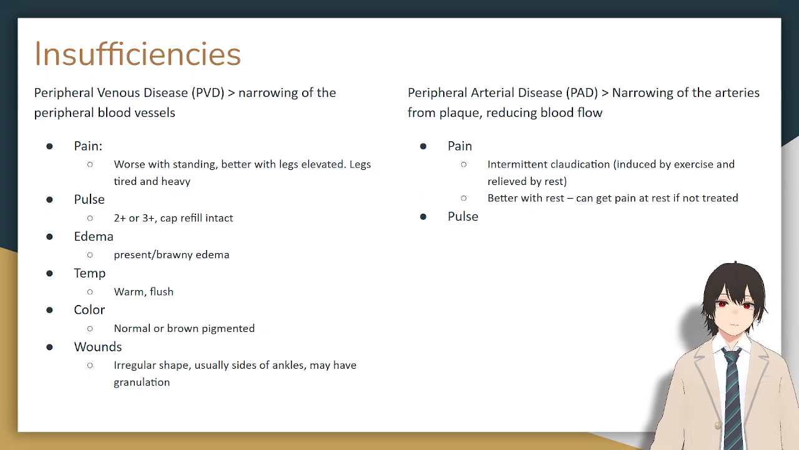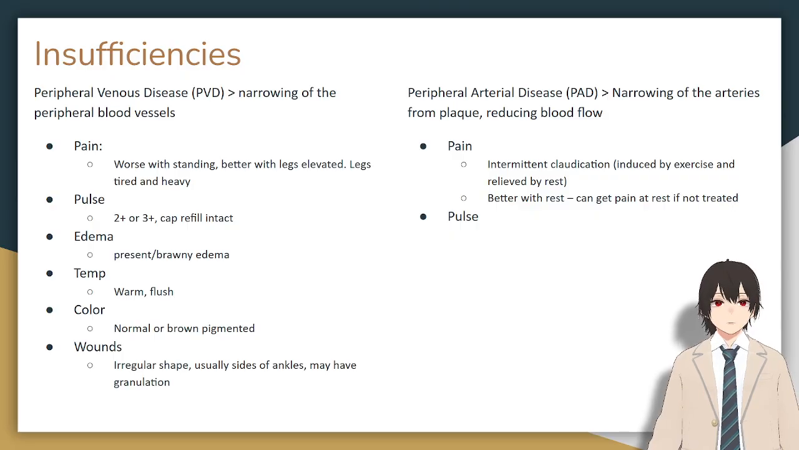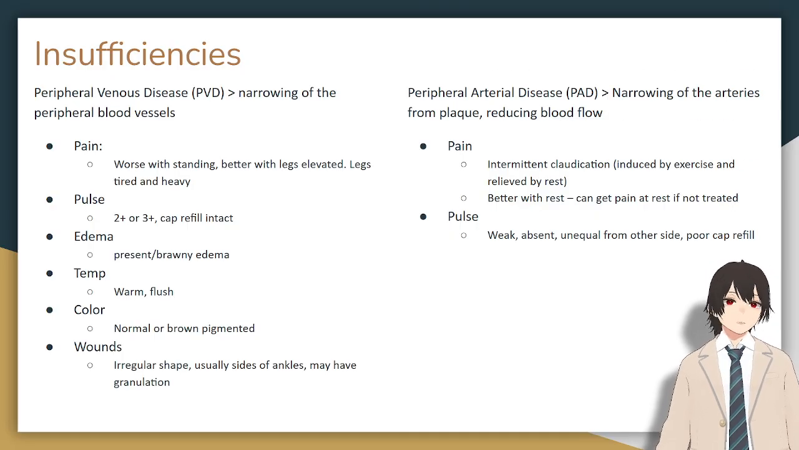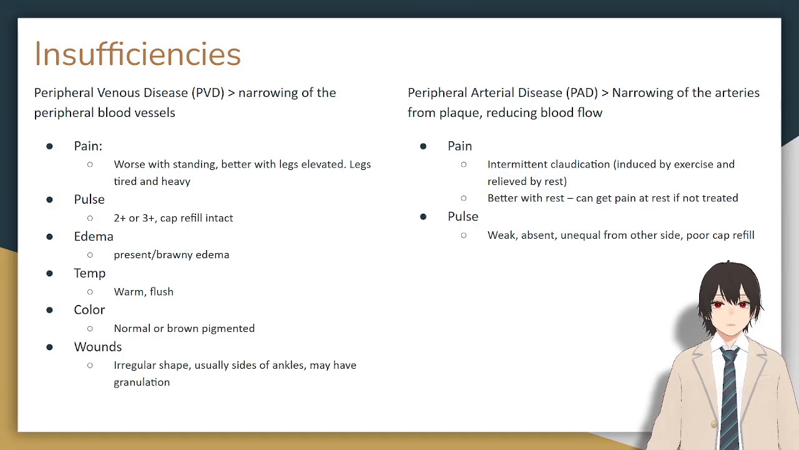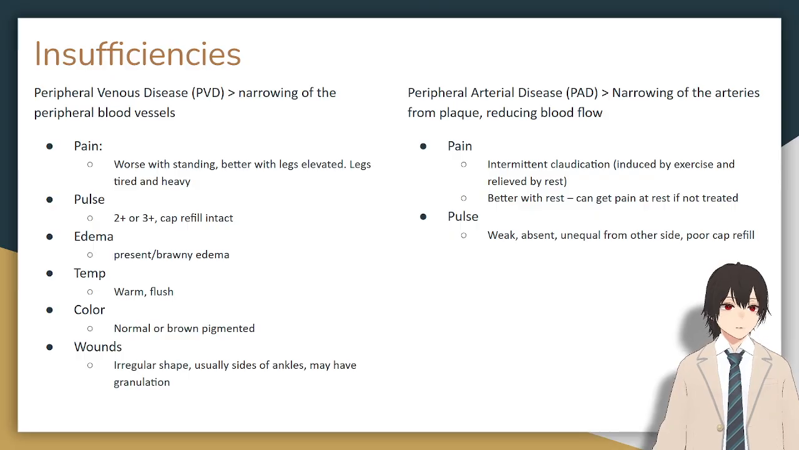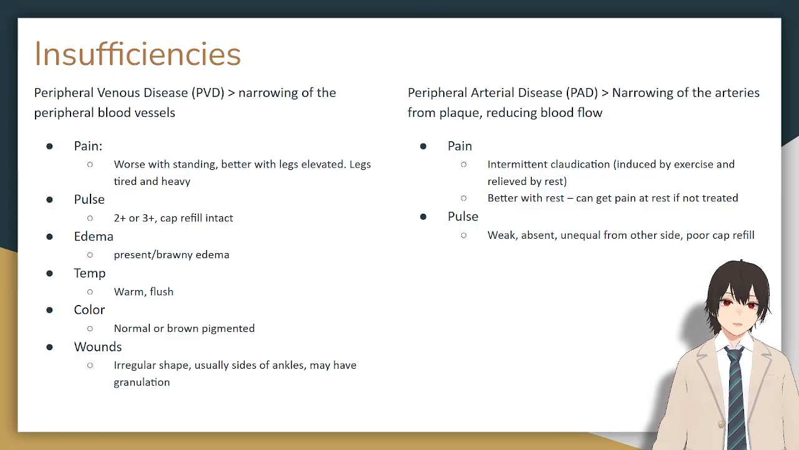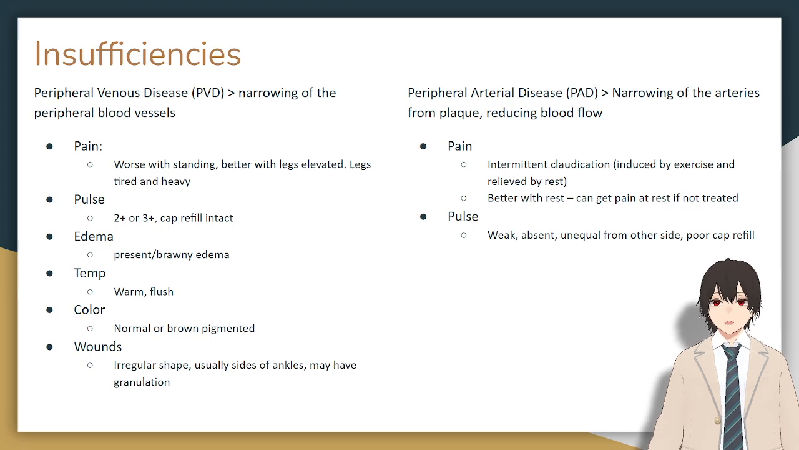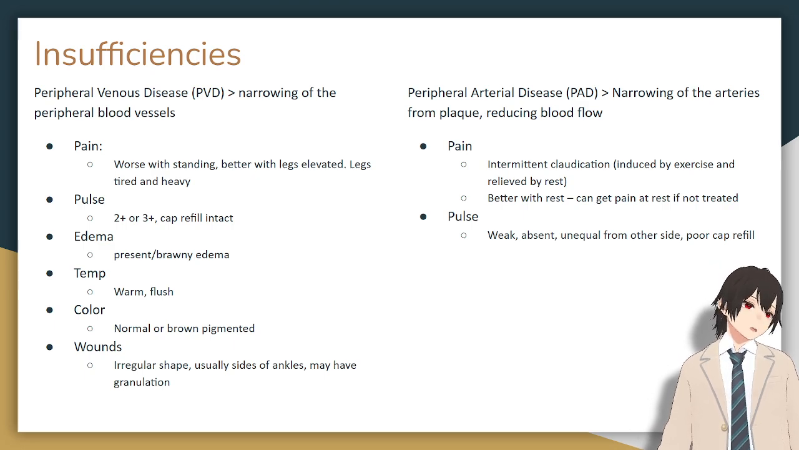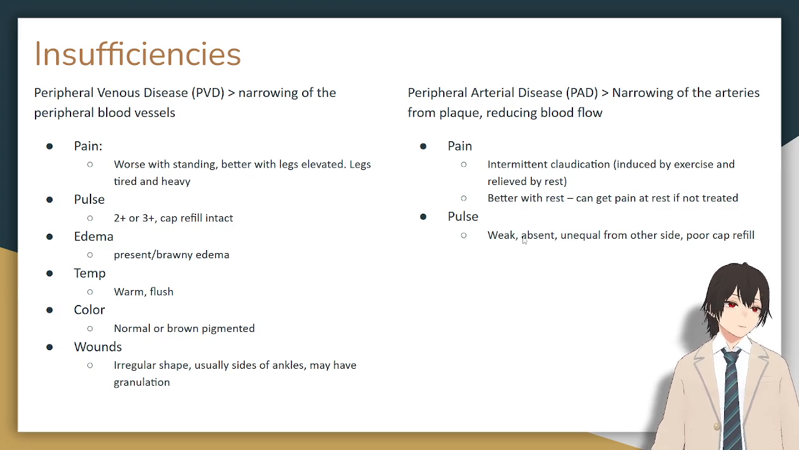Now, pulse, it's going to be the opposite. It's not going to be a strong 2 to 3 plus pulse. It's going to be weak, absent, unequal from the other side if it's unilateral, and poor capillary refill. And that makes sense, right? Because we just said the heart has trouble pumping the blood to the extremities. The blood's not getting there, right? So that's why they have a weak pulse.